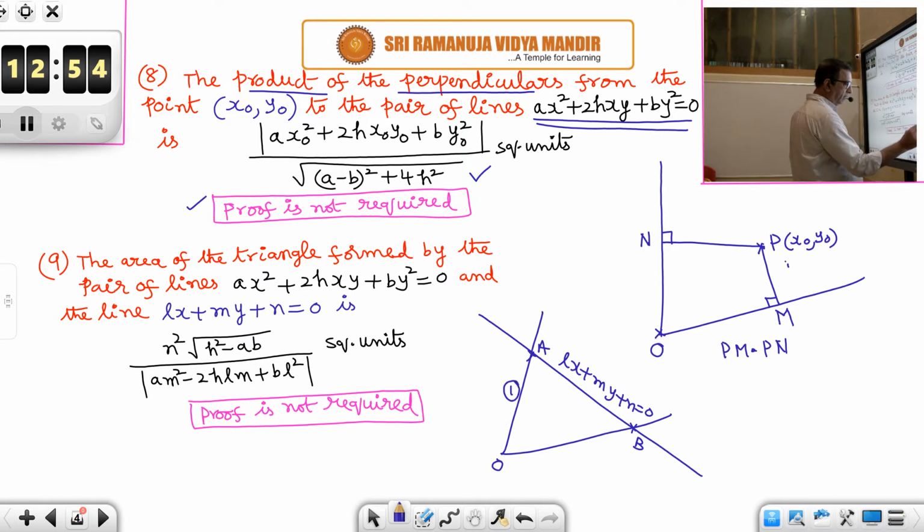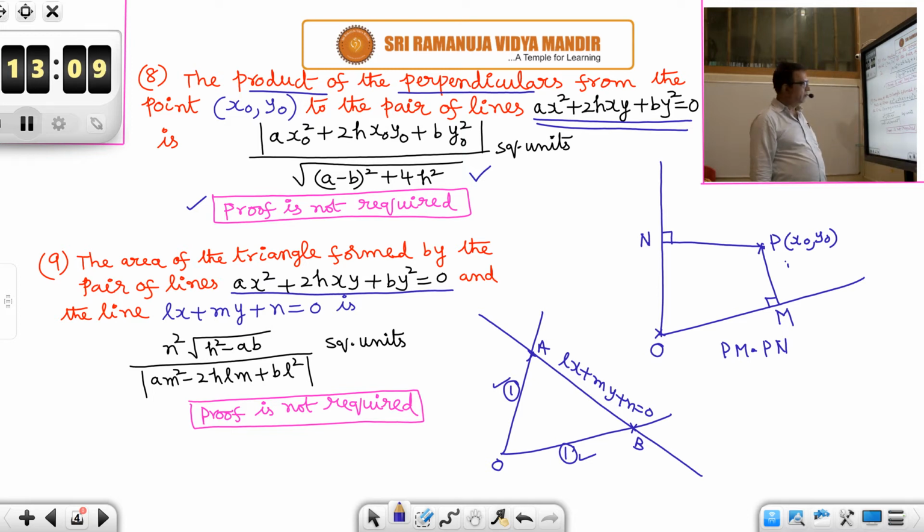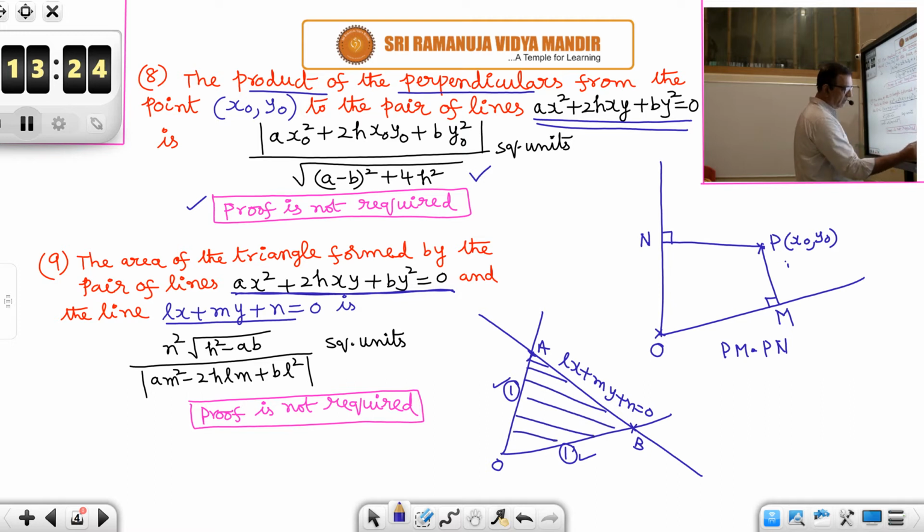See, equation 1: ax square plus 2hxy plus by square is equal to 0 represents the pair of lines represented by equation 1 here. Okay, 1 I have marked. Those lines are represented by this equation, ax square plus 2hxy plus by square is equal to 0. And another single line is given, Lx plus My plus n equal to 0. They form a triangle OAB.